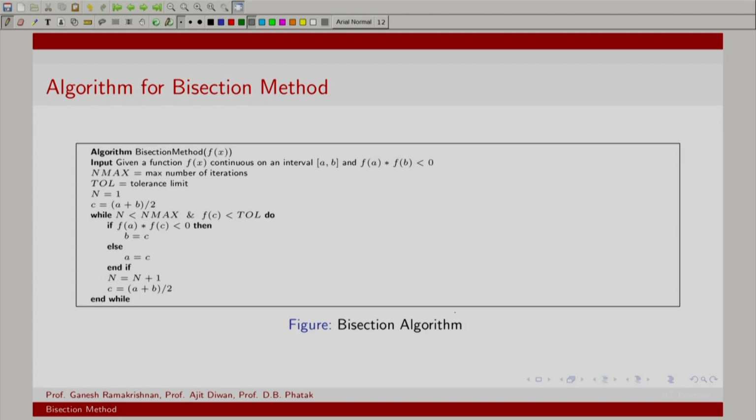So here is the algorithm for bisection method. You begin with points a and b such that f(a) into f(b) is less than 0. Now all such algorithms operate on certain tolerance parameters. In fact, here we have two tolerance parameters. One is the tolerance limit on the function itself, which means that you will stop when the absolute value of f(c) is less than tolerance value.